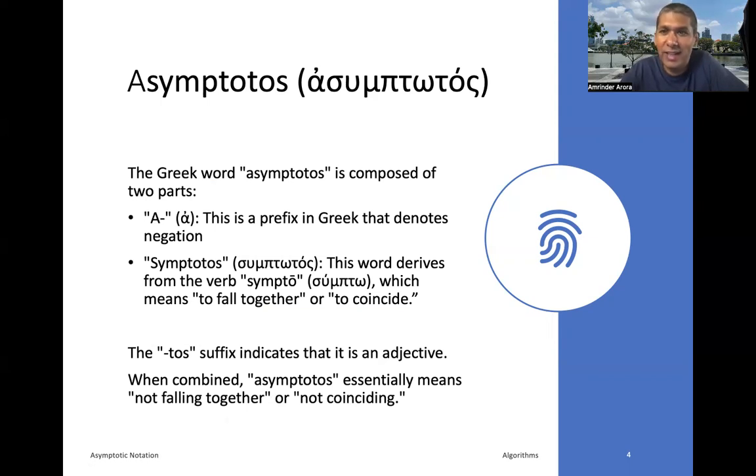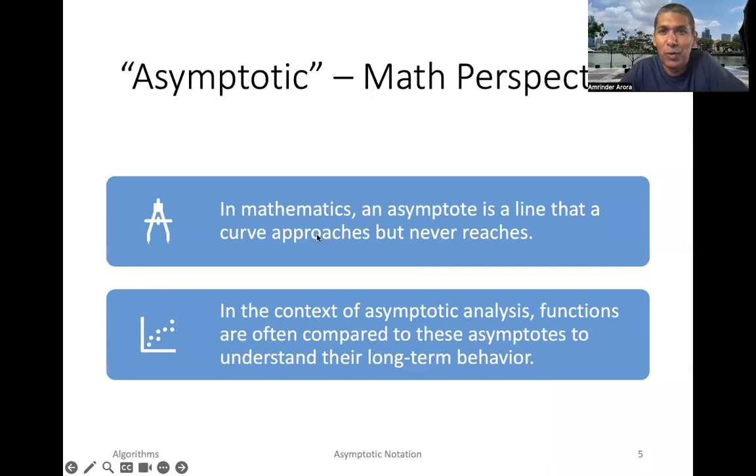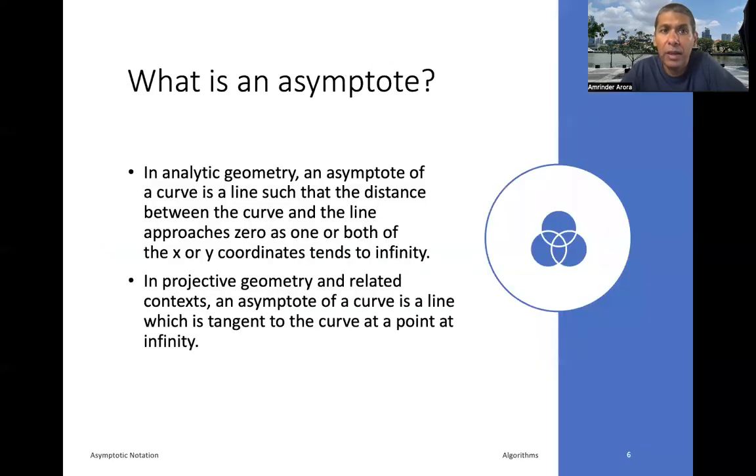And yet, what does that have to do with math and computer science? In mathematics, an asymptote is a line that a curve approaches but never really reaches. In the context of asymptotic analysis, functions are often compared to these asymptotes to understand their long-term behavior. So what again is an asymptote?